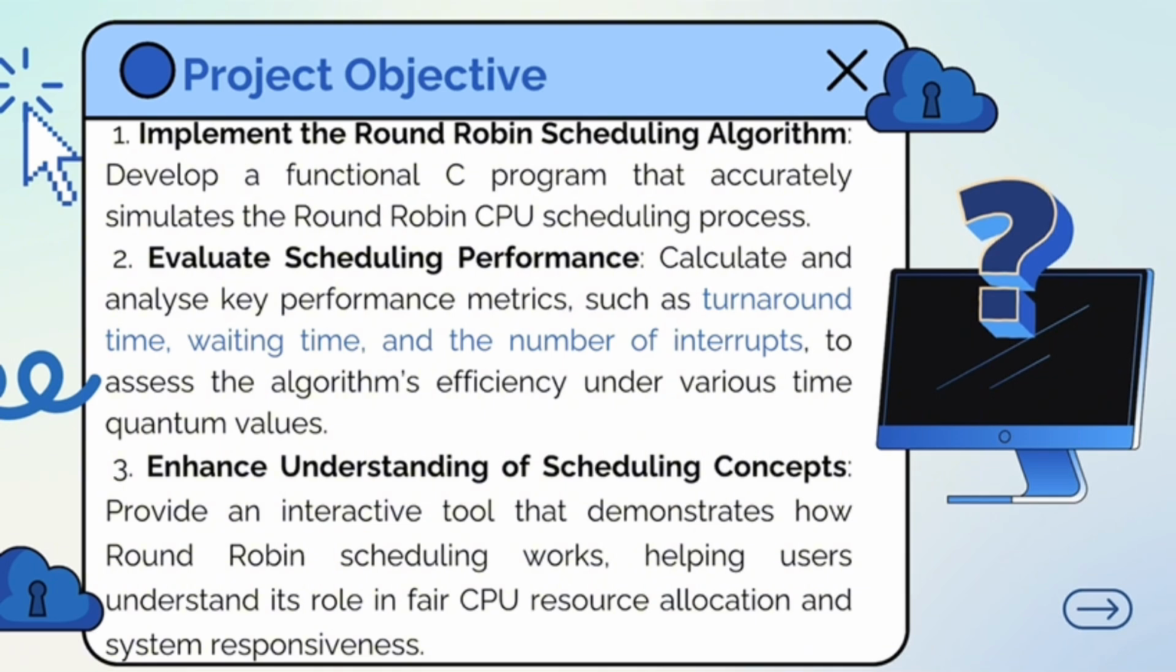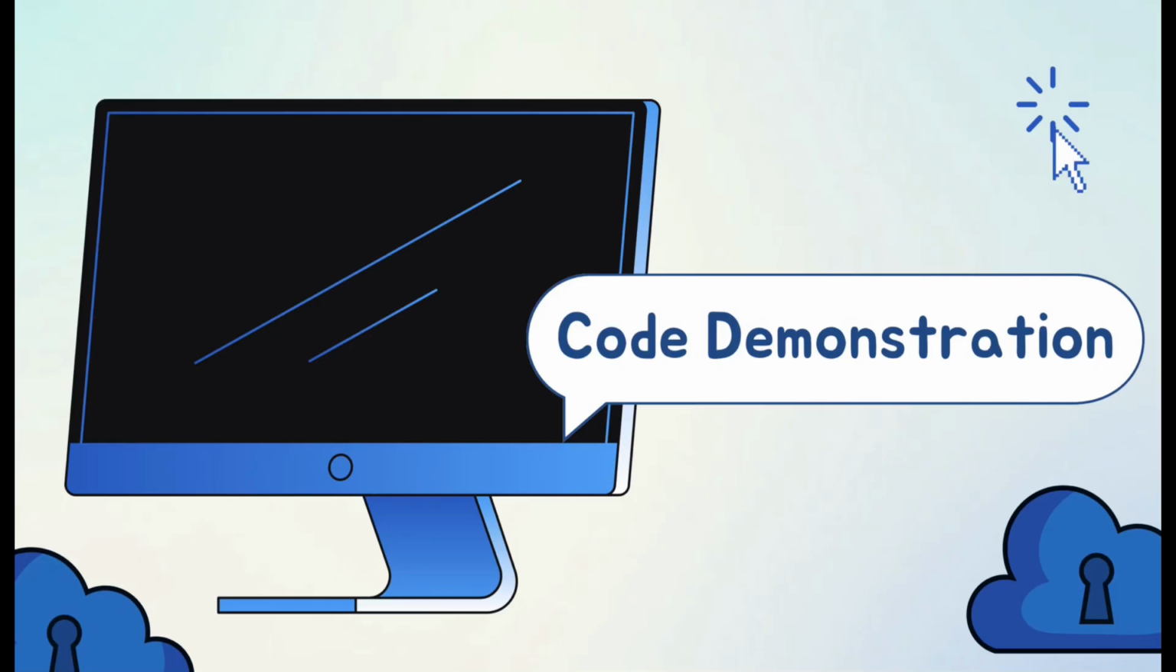And lastly, we provide an interactive tool that demonstrates how round-robin scheduling works, helping users understand its role in fair CPU resource allocation and system responsiveness.